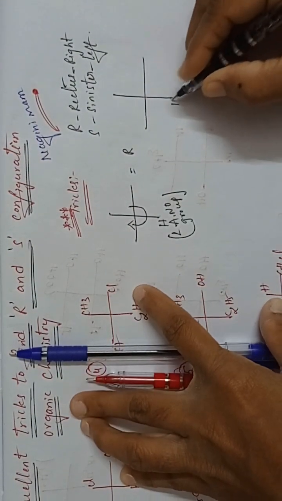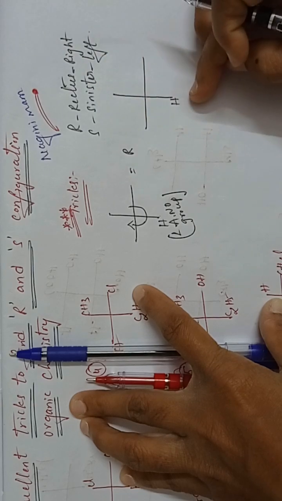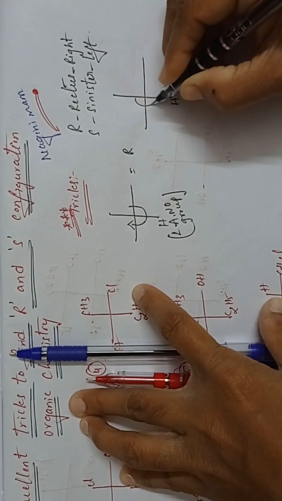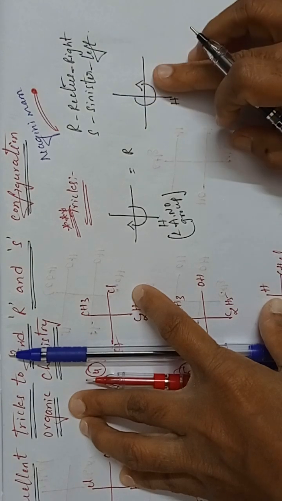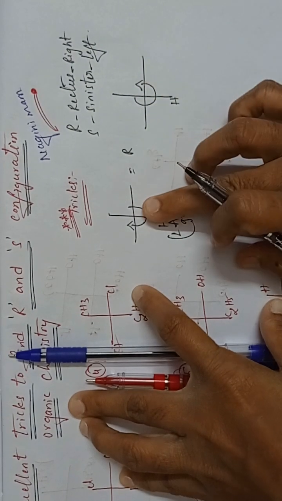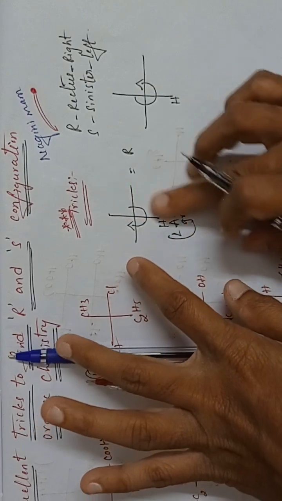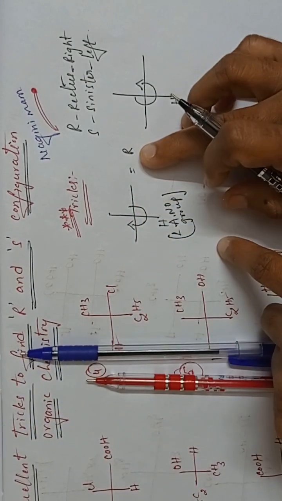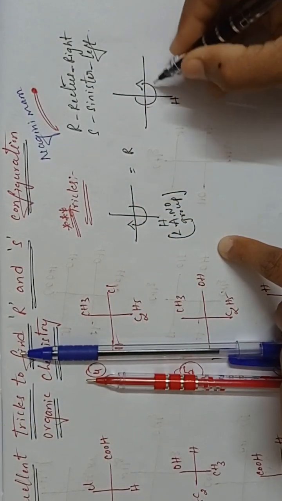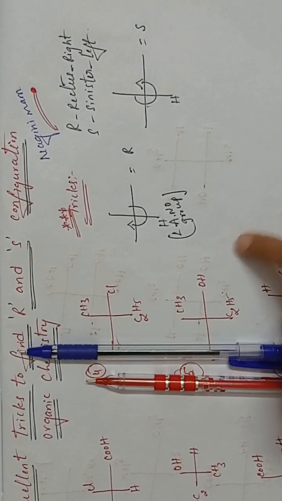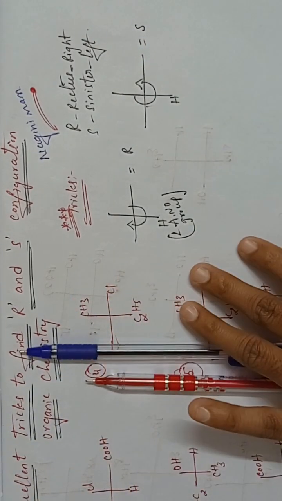Next, hydrogen atom is on the vertical line and the atomic number priority order, if it is clockwise direction, like this, it is R configuration. If it is anti-clockwise direction, that is S configuration, students. Clear? This is trick number one.